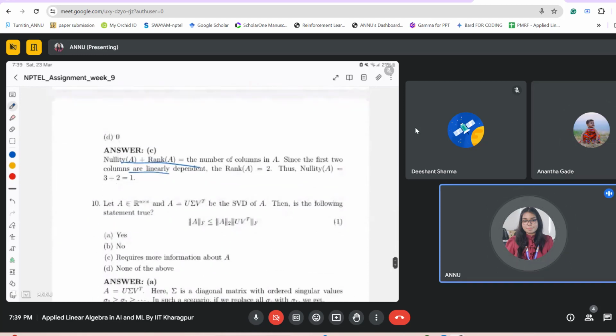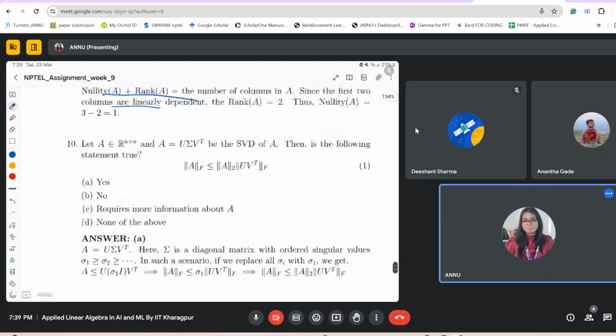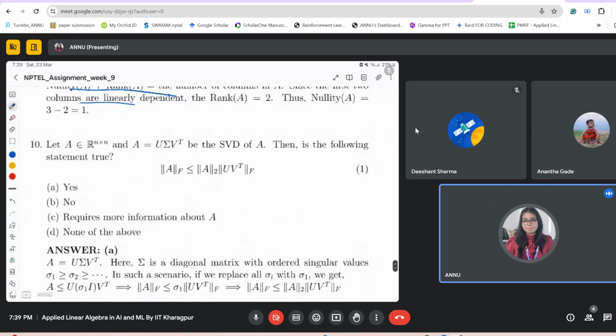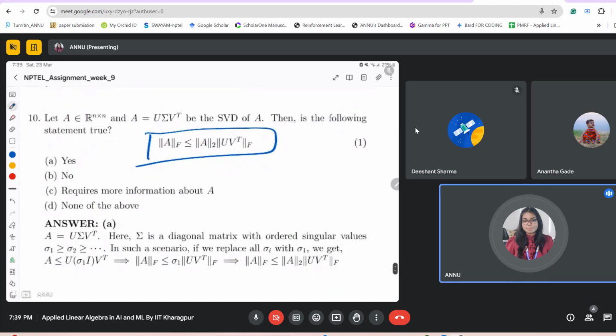But yeah, we are only left with one last question. So this question is, if it is the SVD of A, then which of the following statements is true or not? So can we write like this? Frobenius norm. If we write A equals U sigma V transpose, the sigma is a diagonal matrix with ordered singular values.